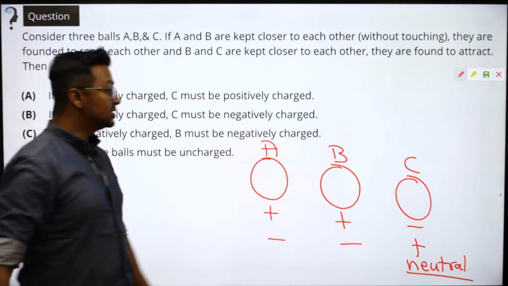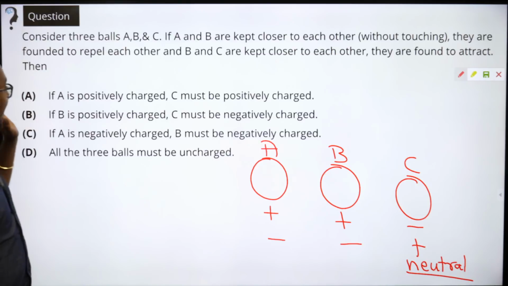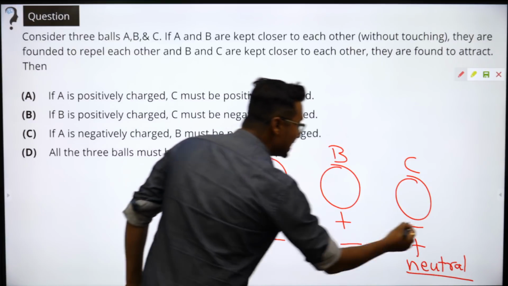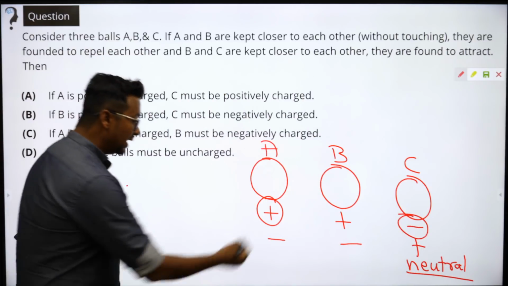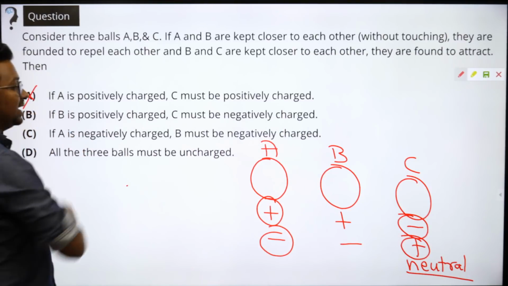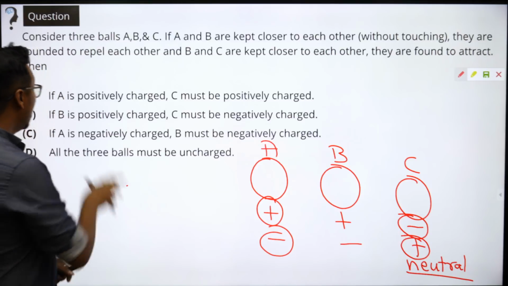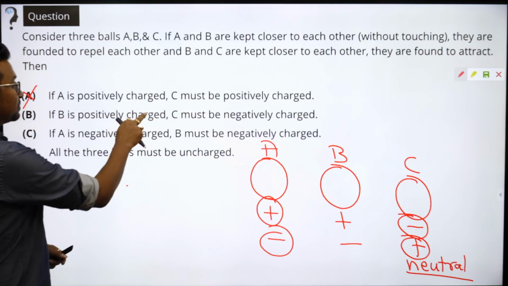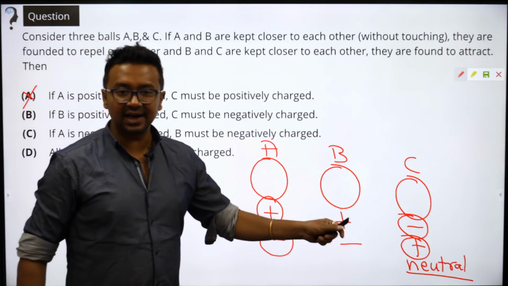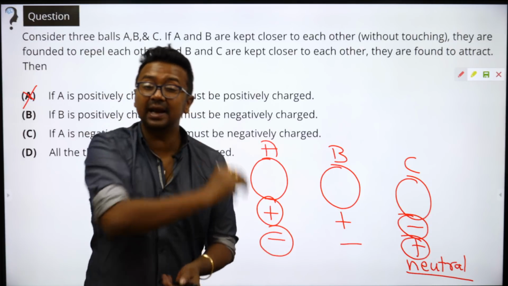Alright students, this could also be neutral. So now let us look at the options out here. A is positively charged, C must be positively charged. Look, A and C will never have the same charge. Positive, negative. Negative, positive. So option A is definitely wrong. So we are doing this by elimination. All right, students. Let us look at option B. If B is positively charged, C must be negatively charged. Is that true? No. They have said must be negatively charged.